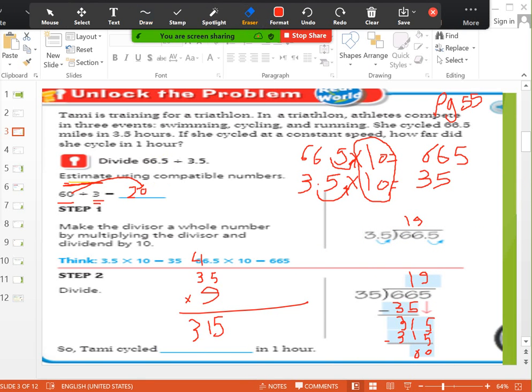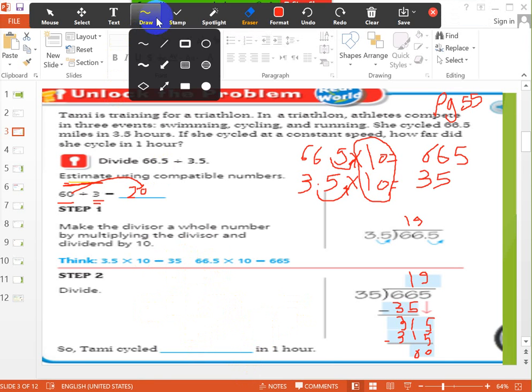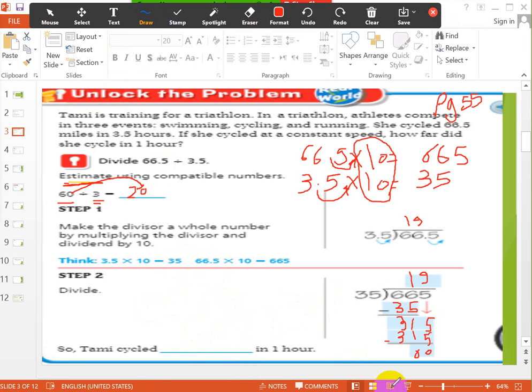Okay, girls? So this is how I divide by a decimal number. So the answer, or the quotient, here is 19. Now, if you understand it very well, or if you don't understand it, or you have a question, type it in the chat box, please.